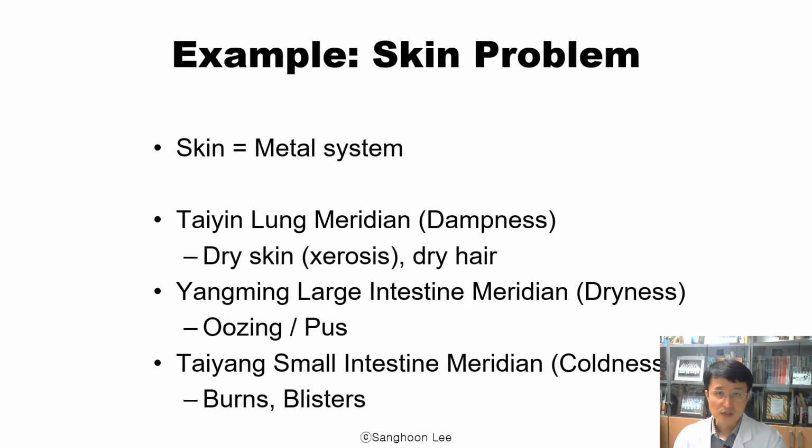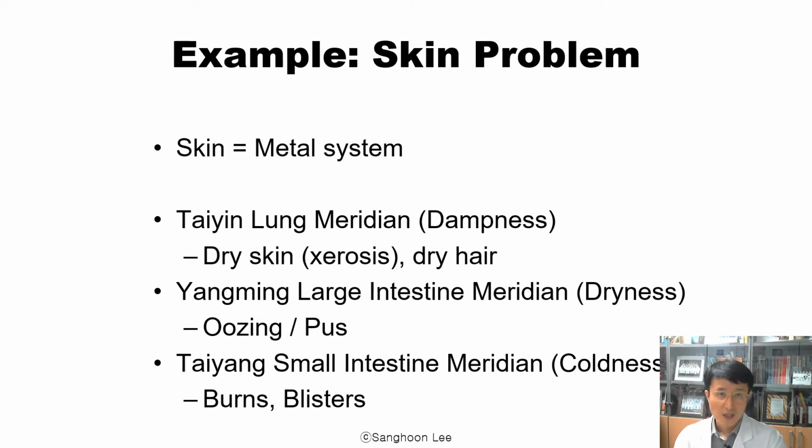Here is another example. Let's say a person has a skin problem. Skin belongs to the metal system. Metal organs are lung and large intestine. The difference between the two depends on the six energy system. Lung meridian is Tai-yin meridian, greater yin, which is related with dampness. So Tai-yin lung meridian is useful for dry skin or dry hair.